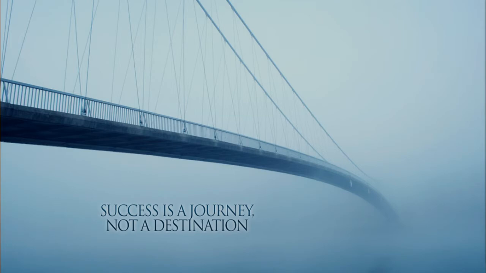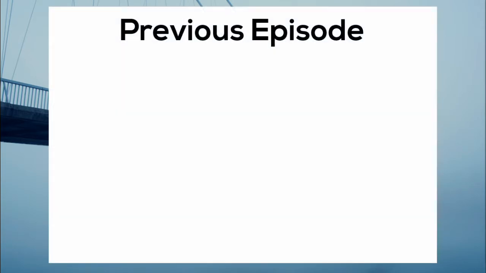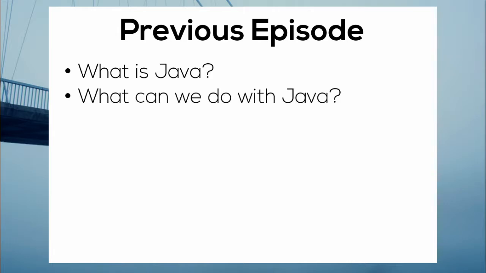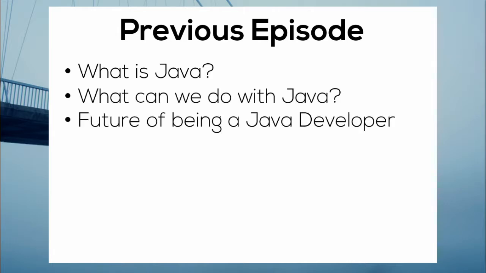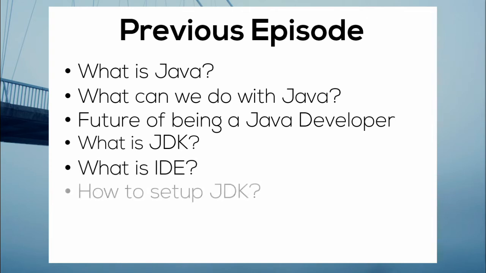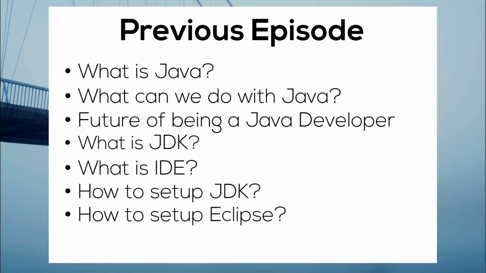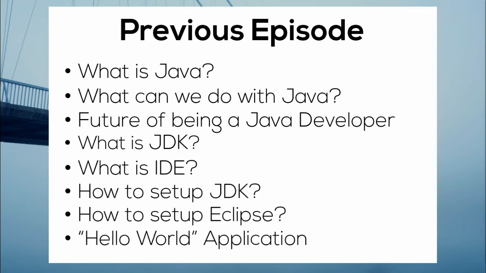In the previous episode, we have learned about some of the basic concepts of Java programming language, which includes what is Java, what can we do with Java, what could be the future of a Java developer, what is JDK, what is IDE, how to set up JDK, how to set up Eclipse, and last but not least, we have also compiled and run our very first program that displays Hello World on the screen.